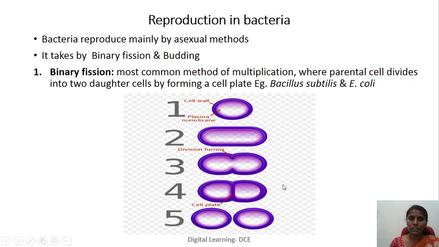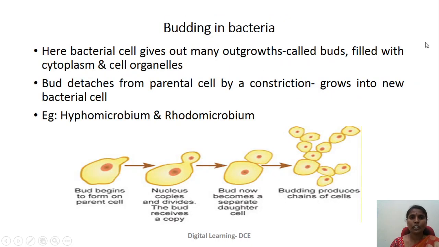We can observe this type of asexual reproduction in Bacillus subtilis and also in E. coli. Coming to the second type of asexual reproduction, that is budding. During budding, the bacterial cell gives out a small outgrowth called a bud. This bud is later filled with a bit of cytoplasm, a fragment of genetic material and also cell organelles. This bud later detaches from the parental cell by forming a constriction. This detached bud later grows into a new bacterial cell.